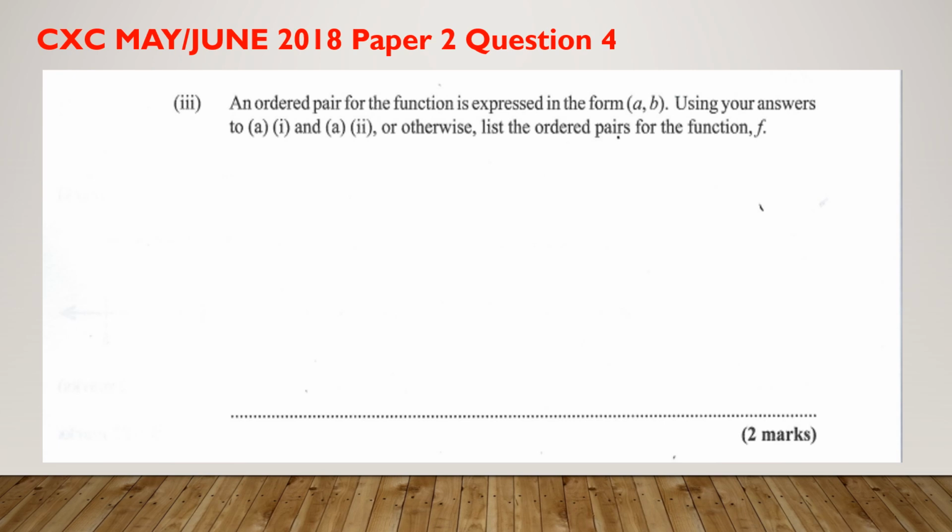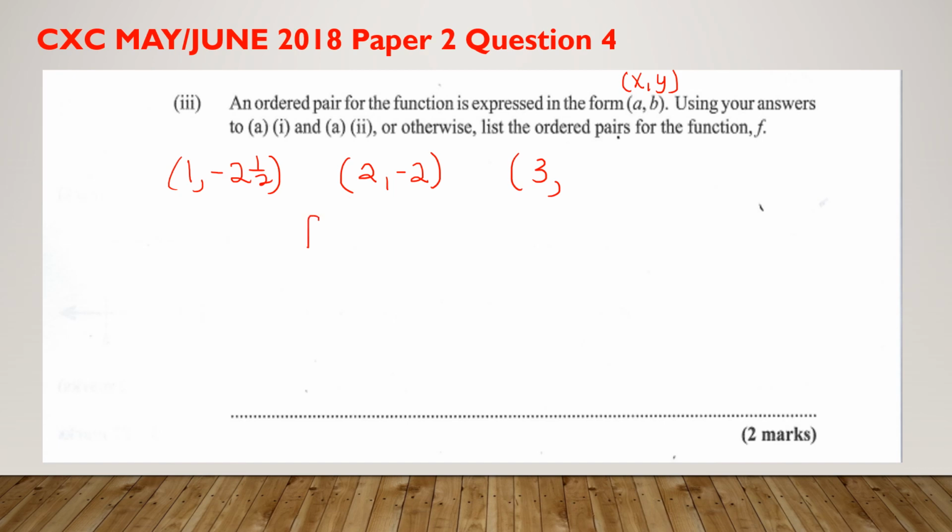Part 2 of the question. Here we are asked, an ordered pair for the function is expressed in the form (a, b). Using your answers to A part 1 and 2, or otherwise, list the ordered pairs for the function f. So remember, the ordered pairs are x and y. Here it has it as a and b, same thing. So when x is equal to 1, we worked it out before to be negative 2.5. When x was 2, remember it was negative 2, but we don't know what happens when x is 3. So let's work that out.